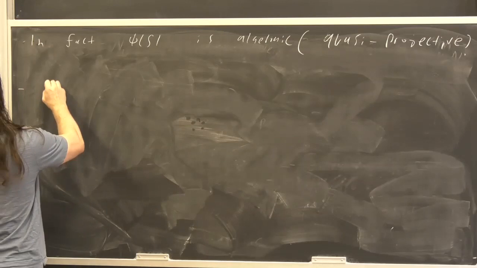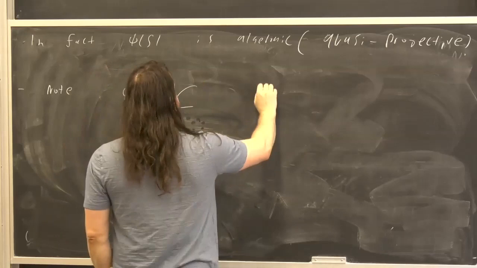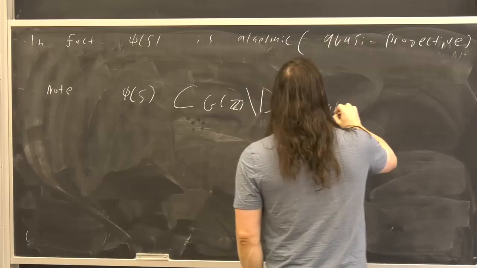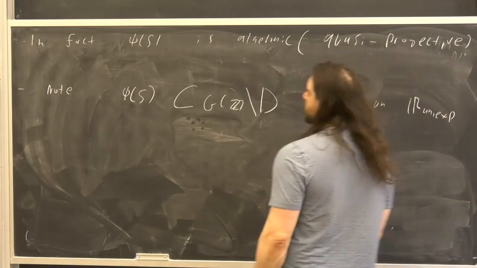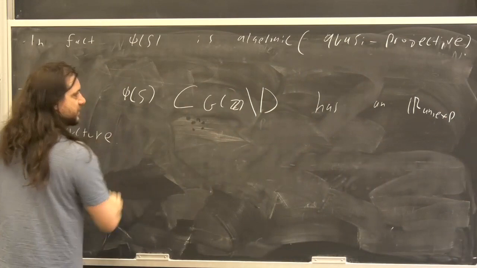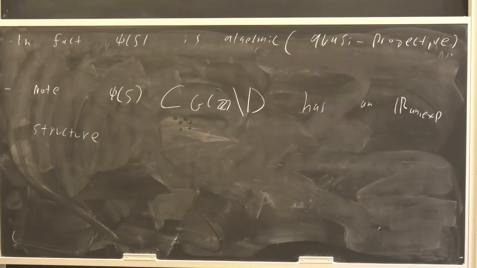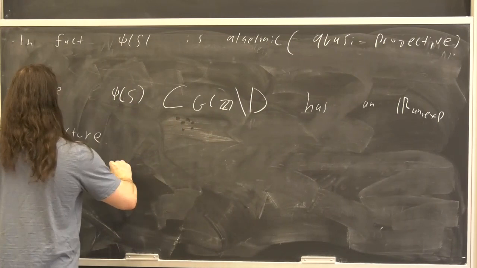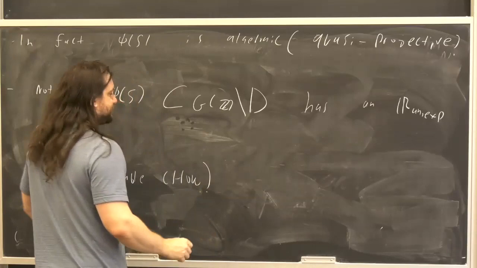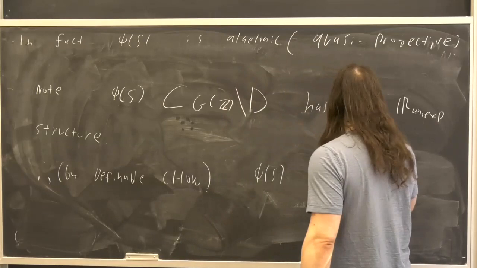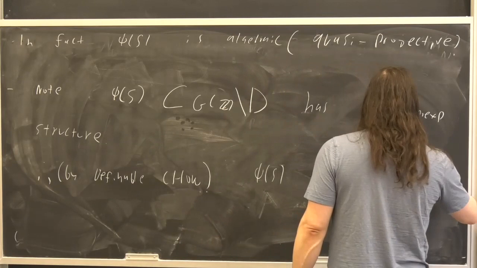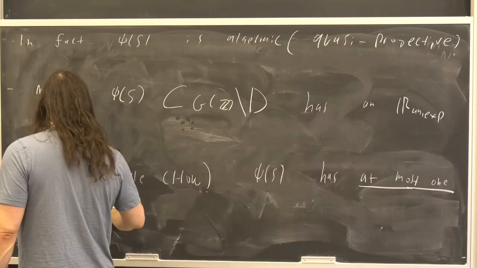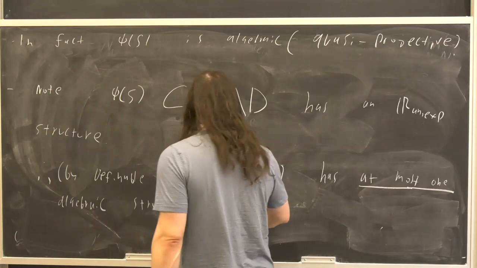So note that phi of S, as a subset of D mod Z, has an R_nx structure. You get a canonical structure of an R_nx manifold. And now that fact implies, by definable Chow, that the image of S has at most one algebraic structure inducing its canonical R_nx structure.